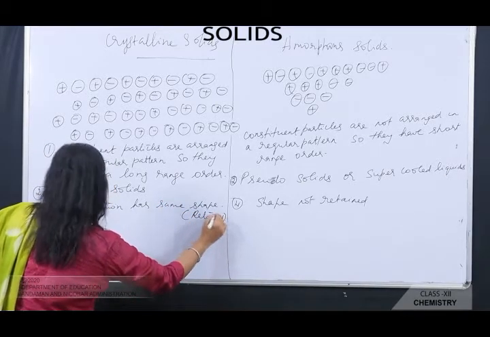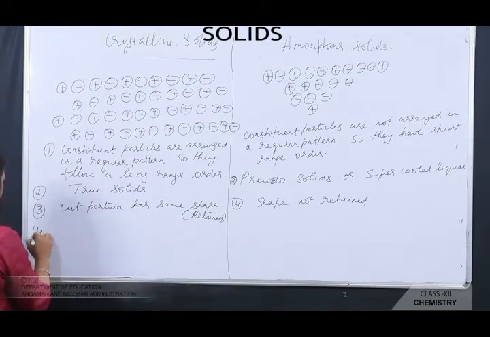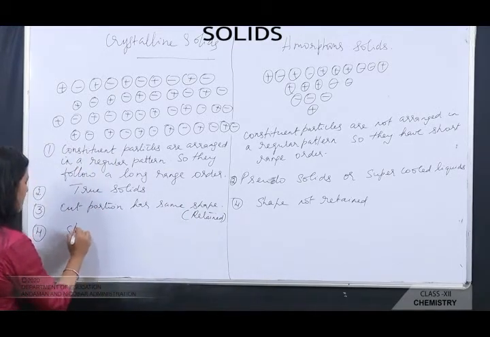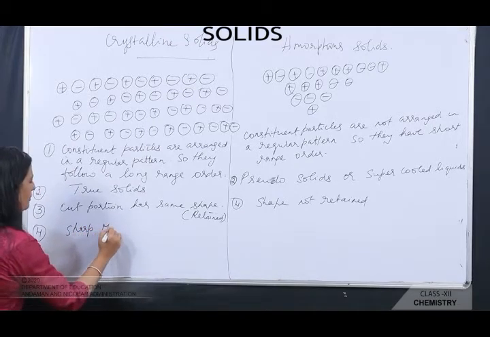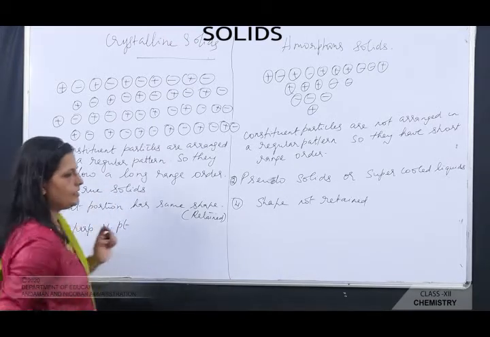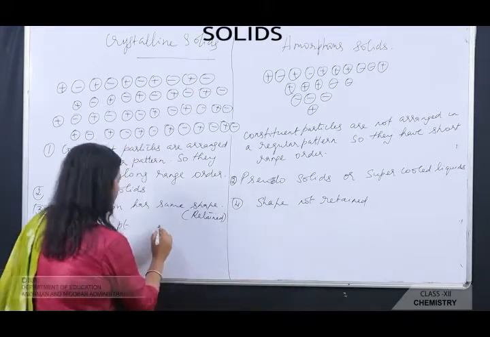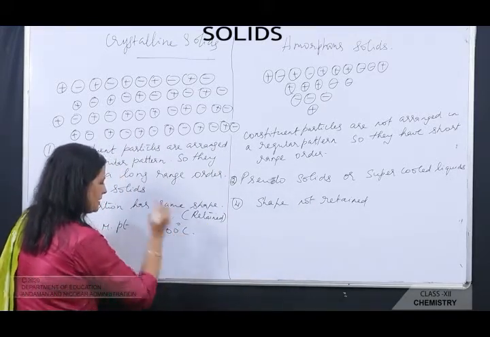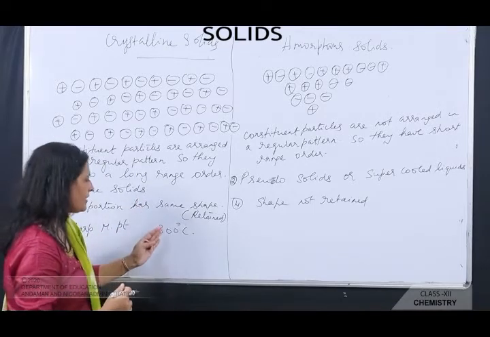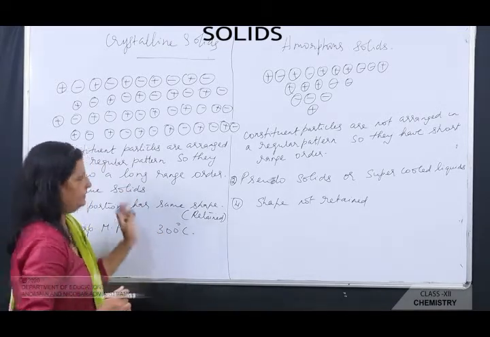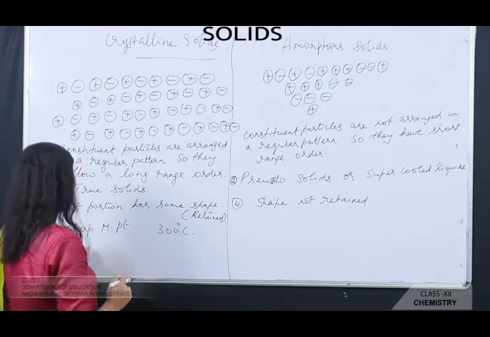Next we'll study its melting point. Now crystalline solids have sharp melting point. What do you mean by sharp melting point? Suppose I say marble will melt at 300 degrees C. That means at 300 degrees C only marble will melt. That is, at that particular temperature it will melt. That means its melting point is what?